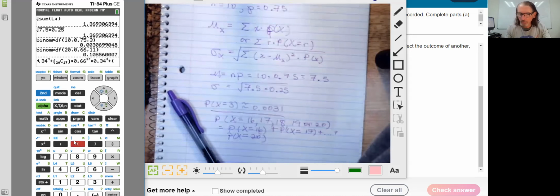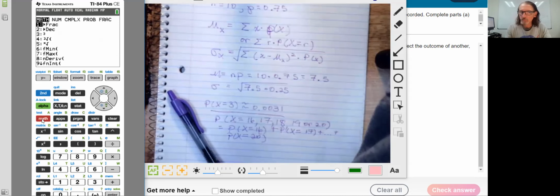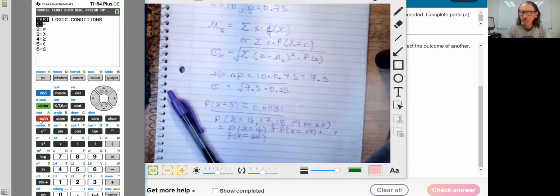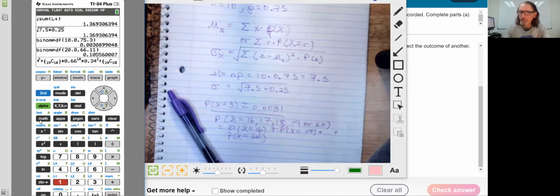Add to that 20 C 18 times 0.66 raised to the 18th power times 0.34 squared. That leaves 2 that are unsatisfied. 2 more to go. This approach is not fun with this many things to add. 20 C 19, so probability of satisfied was 0.66, 19 of them are satisfied. Notice how I keep scrolling that to the left to get out of the exponent before I type more. Only 1 is unsatisfied. And finally, 20 C 20, that is 1, by the way, so I'm not going to type that. 0.66 to the 20. 0 are dissatisfied. 0.34 to the 0 is 1.